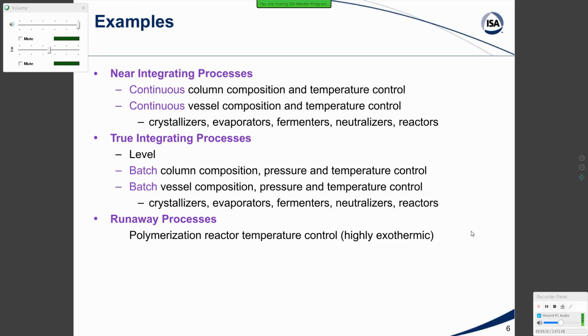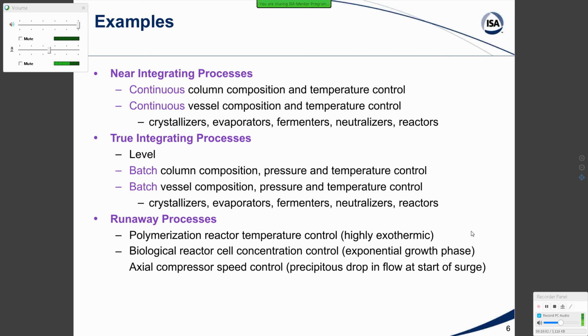Runaway processes, the classic, as I mentioned, is polymerization reactor temperature control, highly exothermic. But there are some others which we don't really tend to see because they're not really doing closed loop control, and it's a very slow acceleration that we might see with the exponential growth phase of cells. As you get more cells and they're growing and reproducing, they produce more cells, which then increases the concentration, which increases the production rate of new cells, and so on. So you could potentially, if you looked at it and had closed loop control, see and classify it as a runaway response.